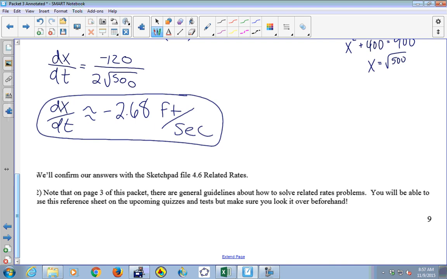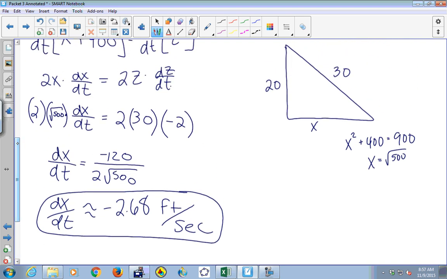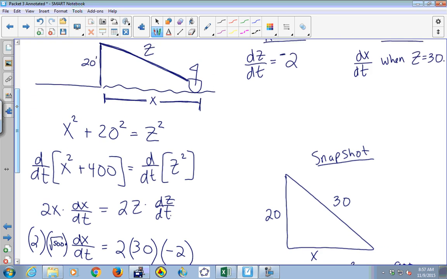Yeah, -2.68. Does it make sense that that number came out negative? How come? The distance from the boat to the dock, x, is decreasing. Yeah, so the derivative dx dt should be negative.